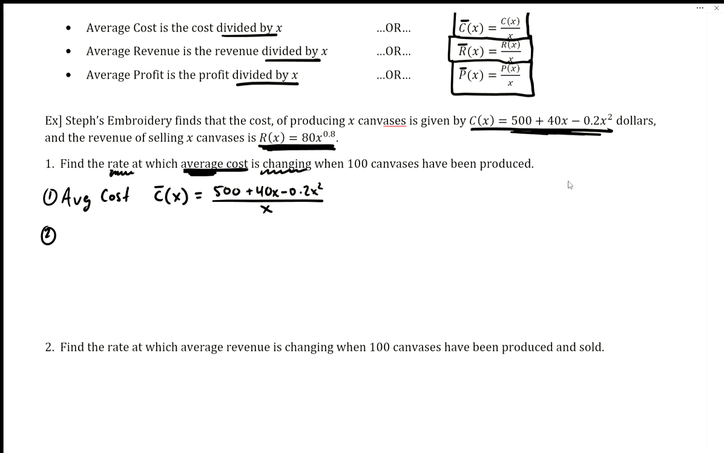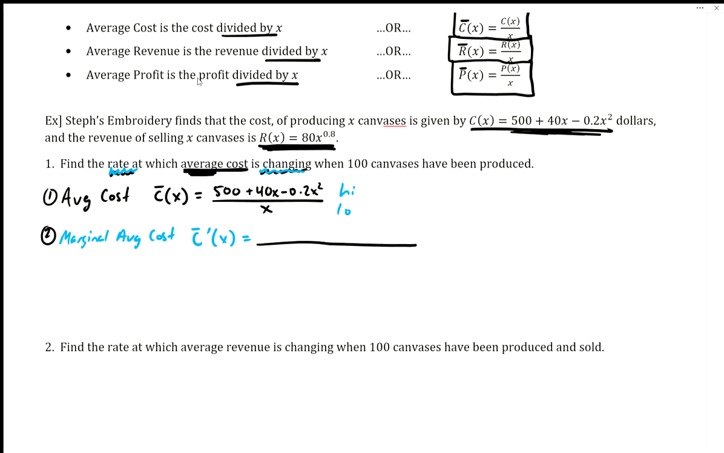Number two. Now when they say rate, let's even color code it. The rate changing, so that's our marginal average cost. That's the derivative of what we just found. And so we see, oh, this is a quotient. So we've got our high and our low, and we'll break it down there. I'm going to use some colors. So my big old fraction bar.